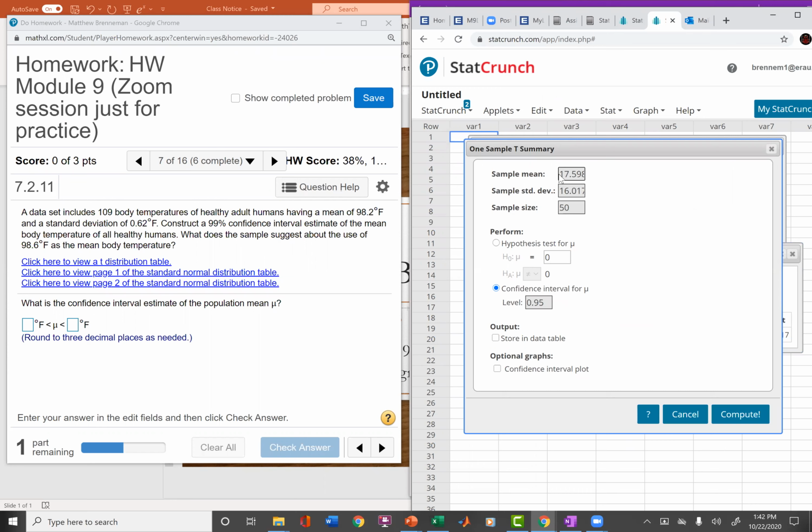And let's see, my sample mean was 98.2. And my sample standard deviation was 0.68. I'm sorry, about 0.62. Okay, and my sample size was 109. I'm going to compute a 99% confidence interval. So 99% is the widest confidence interval we're going to compute. And the higher the confidence, if we want to be more confident that our interval contains the parameter value, what do we have to do? We have to make it wider, right? And if you go back and watch the videos, you'll understand the mathematics for why that works out that way.